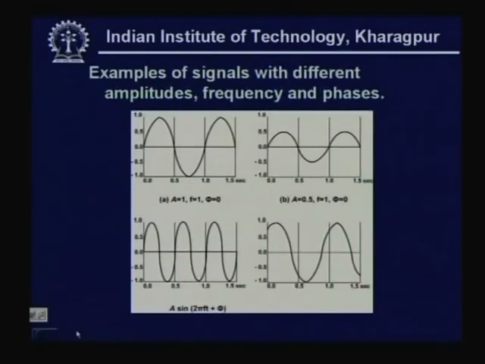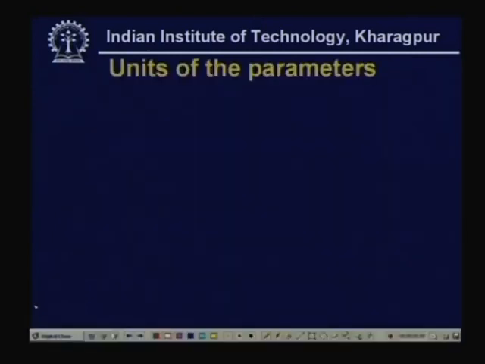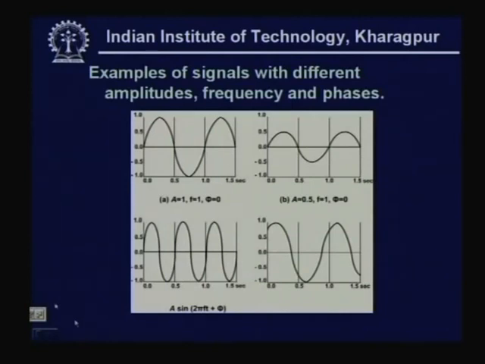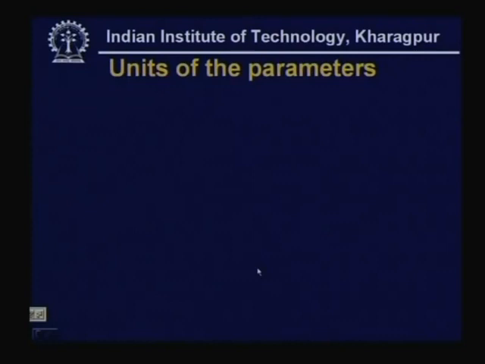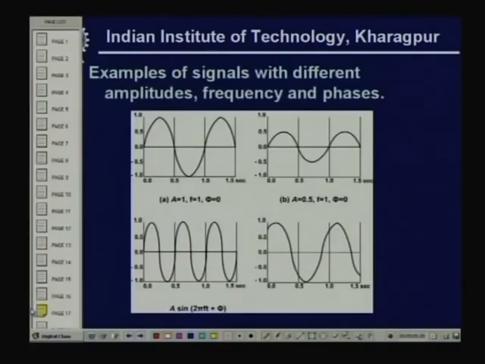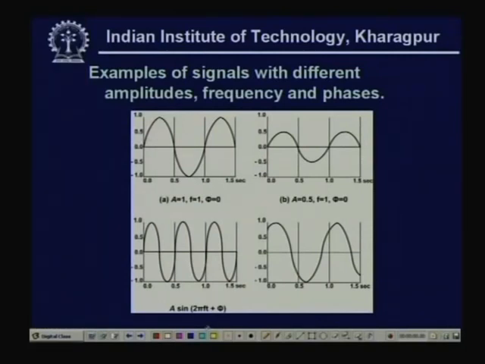Let us see examples of signals with different amplitudes, frequency and phases. For example, this particular signal, as you can see, has peak amplitude 1 volt. So, A is equal to 1 volt, as you can see here, this part is 1 volt, this is 1 volt. Within 1 second, you can see one complete cycle is completed. So, it has frequency f is equal to 1, and as I told, at time 0 the phase is 0. So, phi is equal to 0.